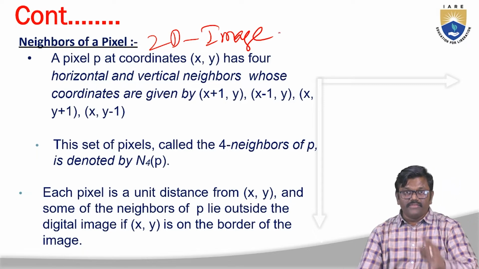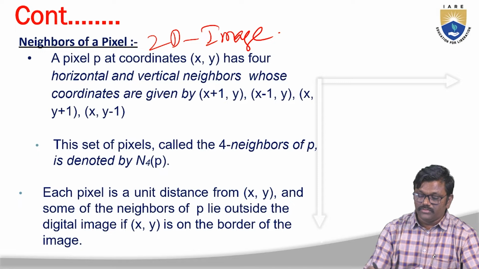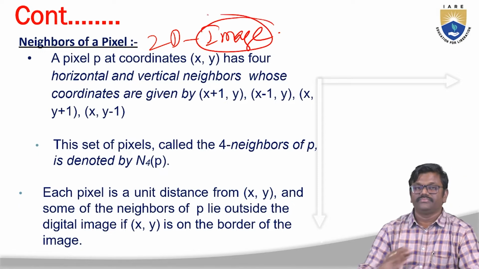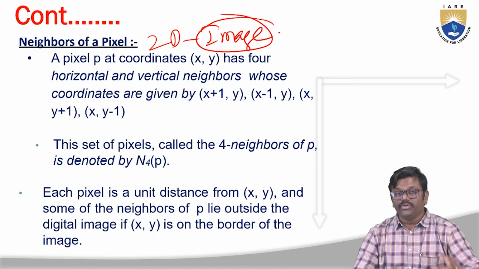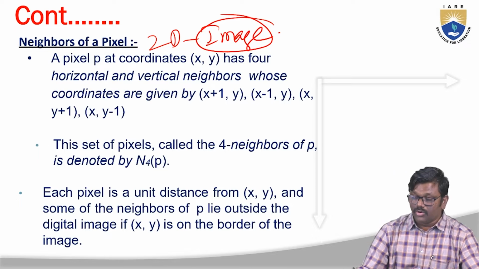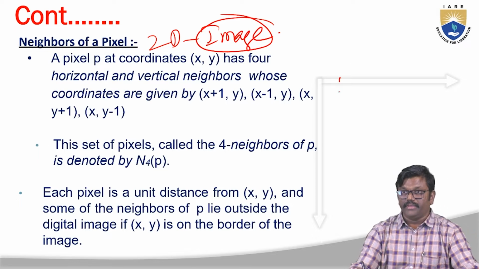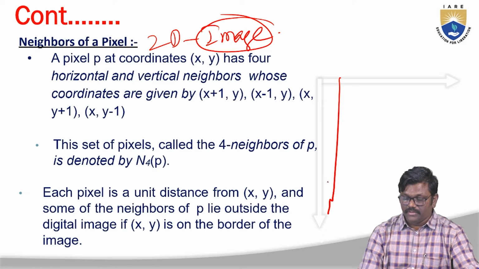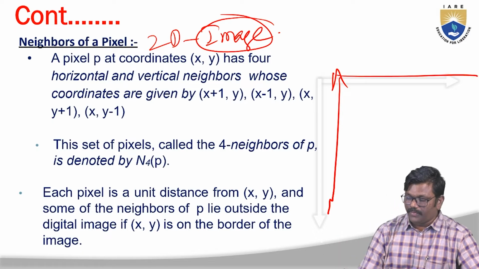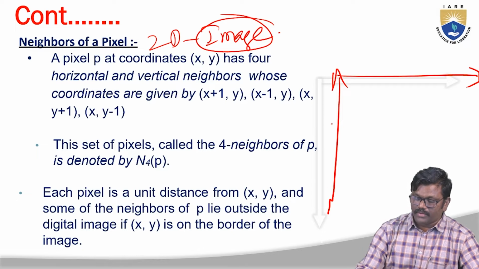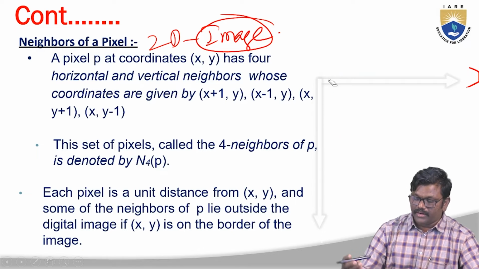So your origin starts right now. That means you are reading the image. Your 2D image that you are going to read here has a y-axis and an x-axis. So if you suppose you are keeping what I am saying here, we are going to keep it simply like this.